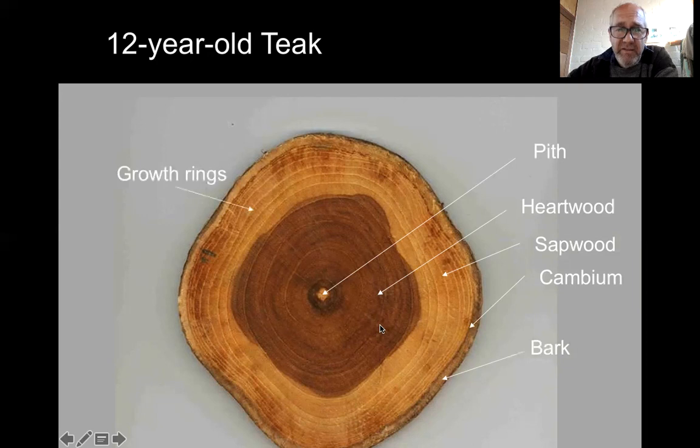Now, what you can see is the growth rings, and that's because it's a deciduous tree, and we can see that each one of those rings, so we can go right back to when the tree was planted.